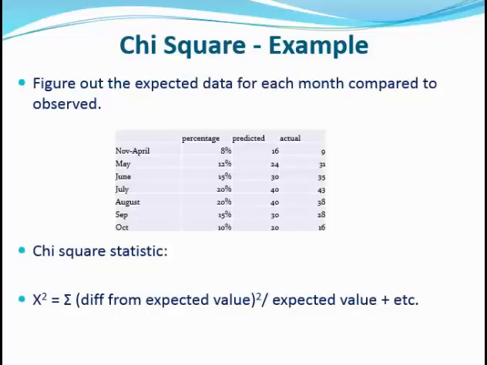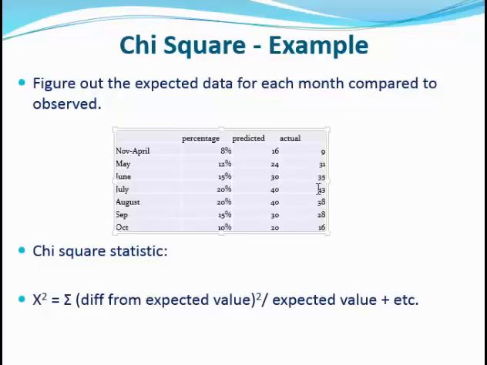So, first thing you need to do is figure out what the predicted data was, and then determine how far away it is from your original prediction. I'm sorry, take the prediction originally, and then take what actually turned out, and see how close they are for each individual component of it.